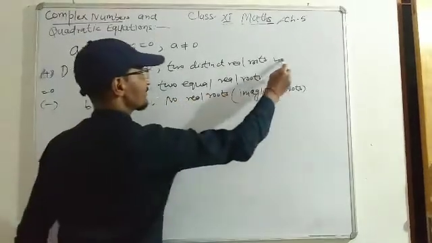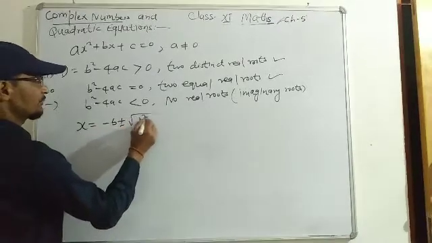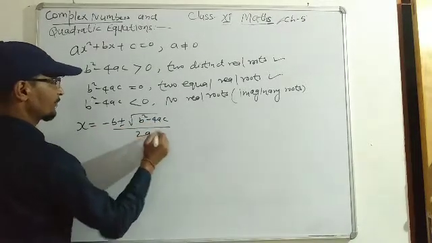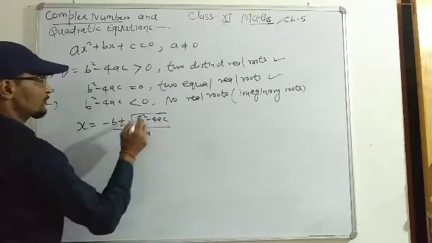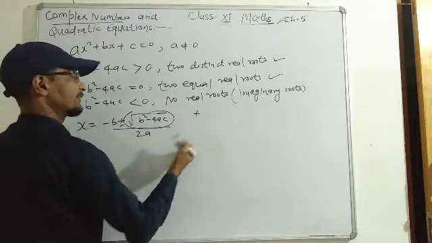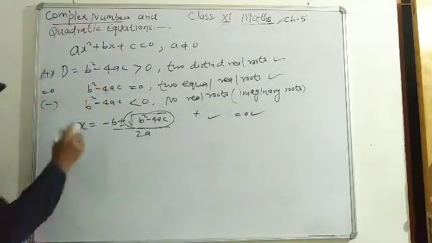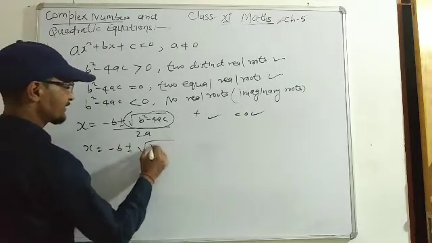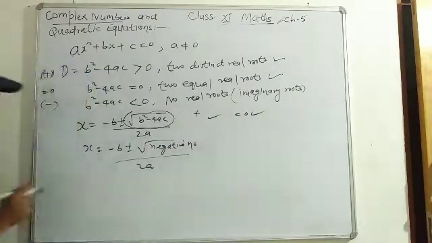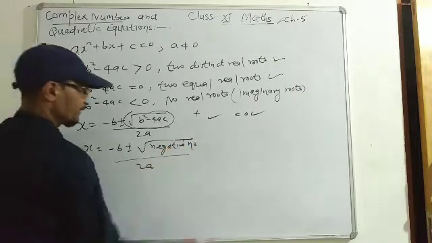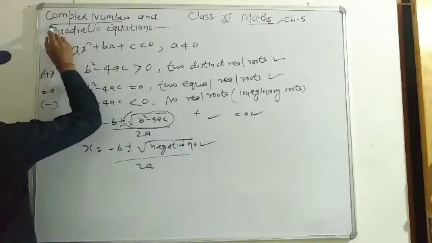Our quadratic formula is x is equal to minus b plus minus under root b square minus 4ac, divided by 2a. You have studied this in class 10. If b square minus 4ac is positive, we can find the roots. If it is 0, we can also find them. But if it is a negative number, there is no rule or method to solve this in the real numbers. So to solve for negative numbers, we will take the help of complex numbers.